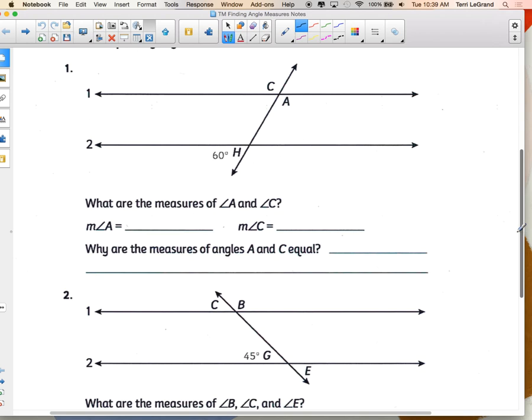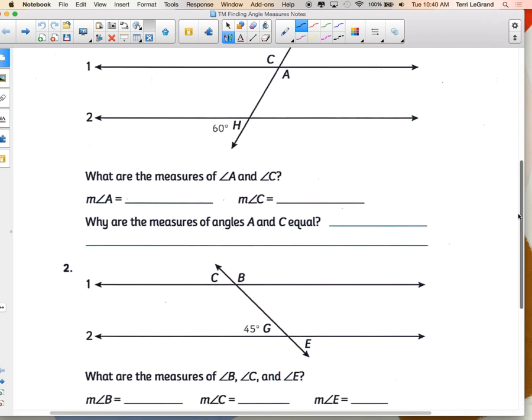A transversal, yeah. So we have parallel lines 1 and 2 being cut by that transversal, forming angles C and A and H and some others that aren't named. They want us to find the measures of A and C. So anybody have any idea where we could start to find the measure of A or C? Where could we start?